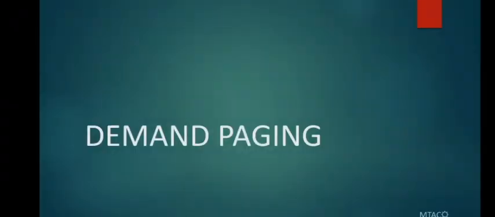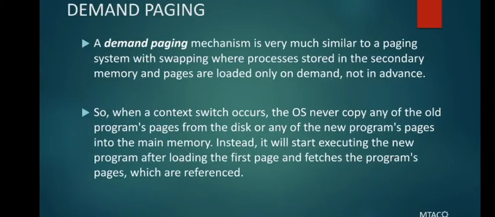Good day everyone, so I will discuss to you demand paging. The demand paging mechanism is very much similar to a paging system with swapping, where the process is stored in secondary memory and pages are loaded only on demand, not in advance. So your process will be stored in your disk and those pages are loaded on demand, upon the request of your CPU to load the process.